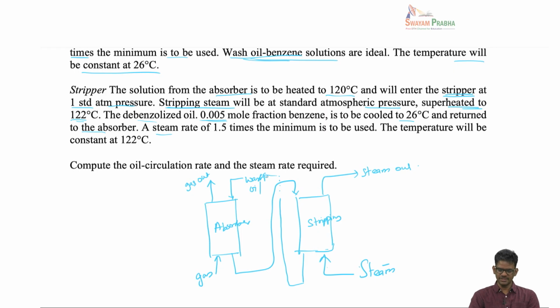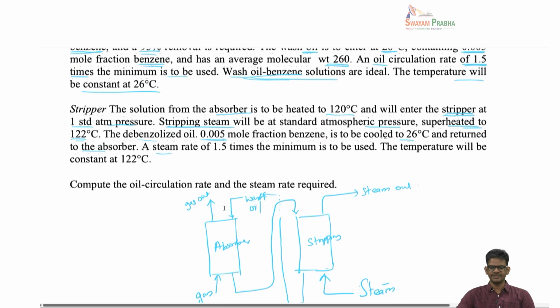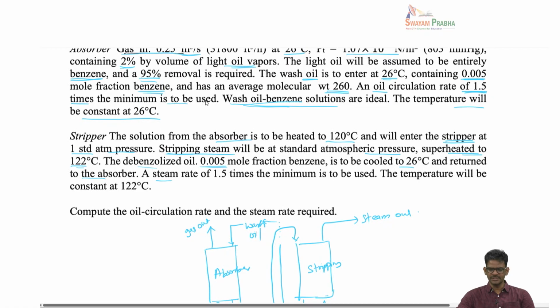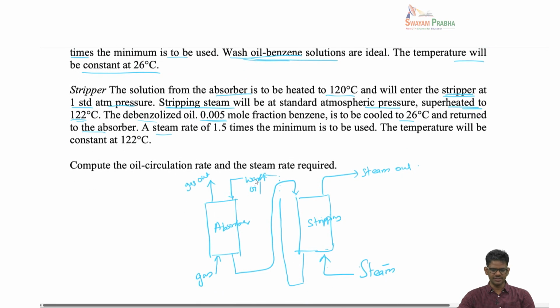So you can see in this particular problem, what we are interested in is finding the oil circulation rate. This oil circulation rate is 50% more than the minimum oil flow rate. Similarly, in the case of stripping, we are using steam 1.5 times more than the minimum. So in the stripping operation, we will find the minimum gas flow rate, and then increase it by 50%.